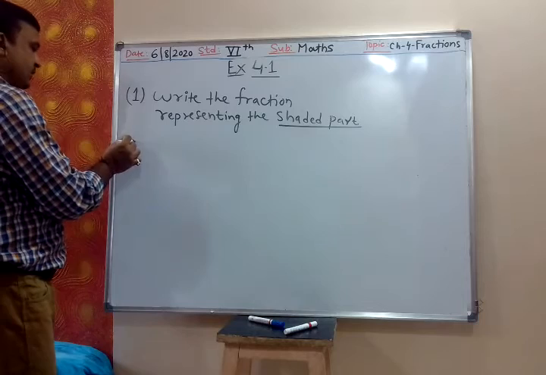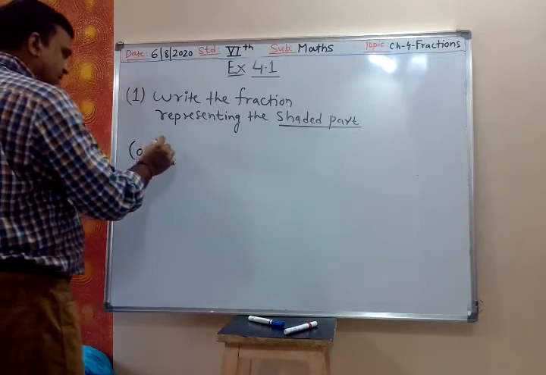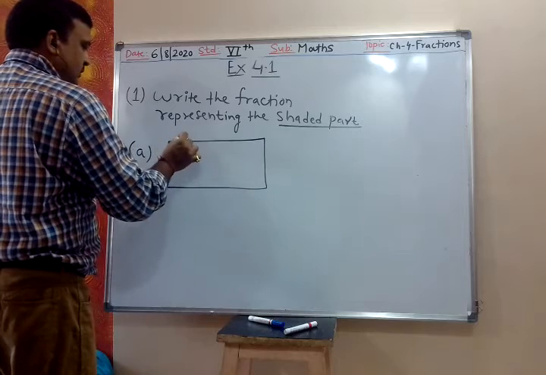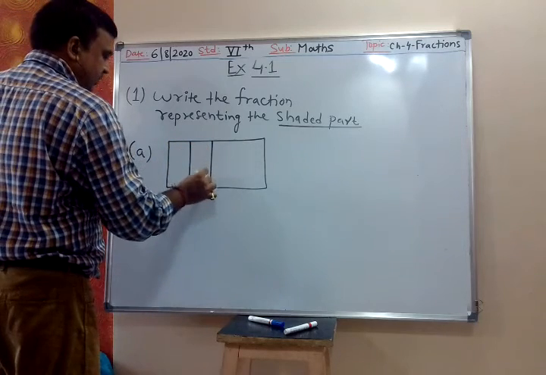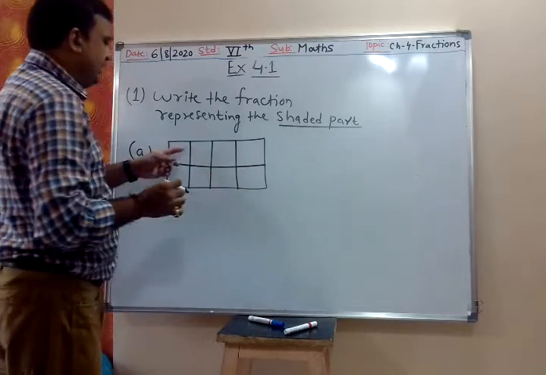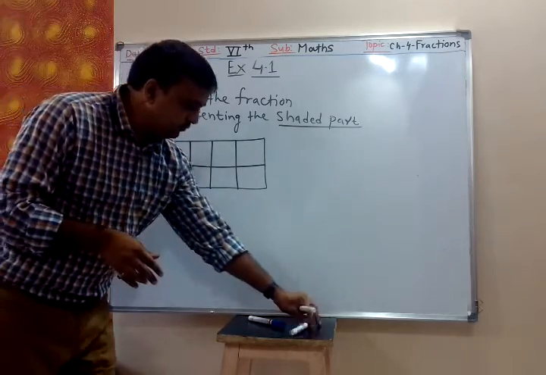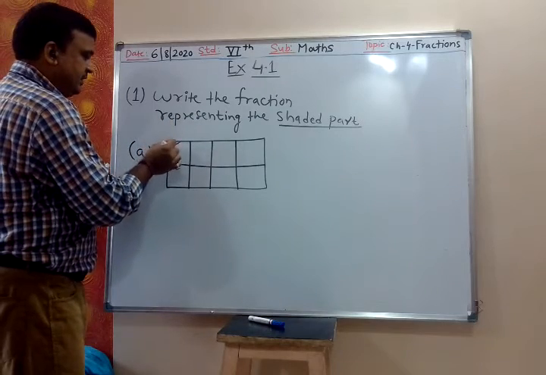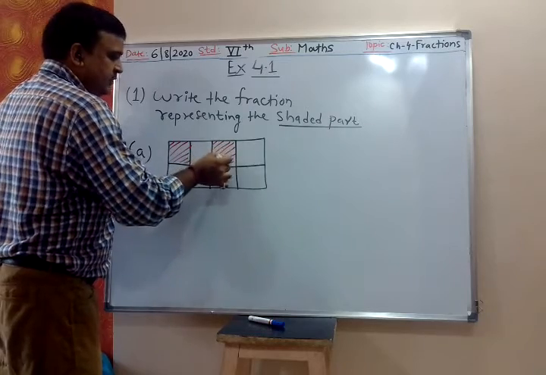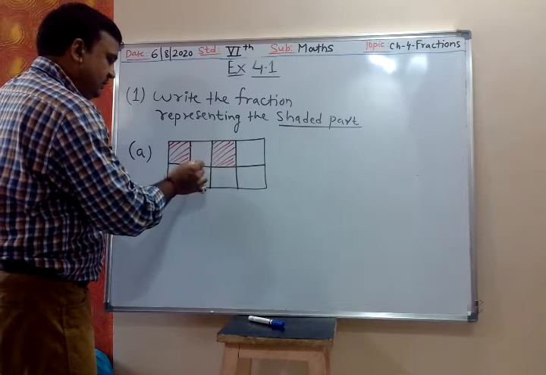First A, we are given 8 parts. You can draw with pencil, or with pen, no problem. Total there are 8 parts: 1, 2, 3, 4, 5, 6, 7, 8. Out of which this part is shaded, then this part is shaded, then this part is shaded.